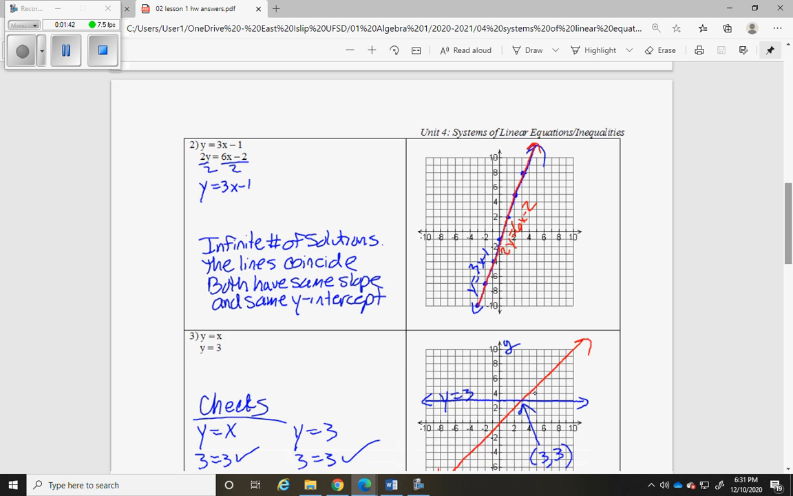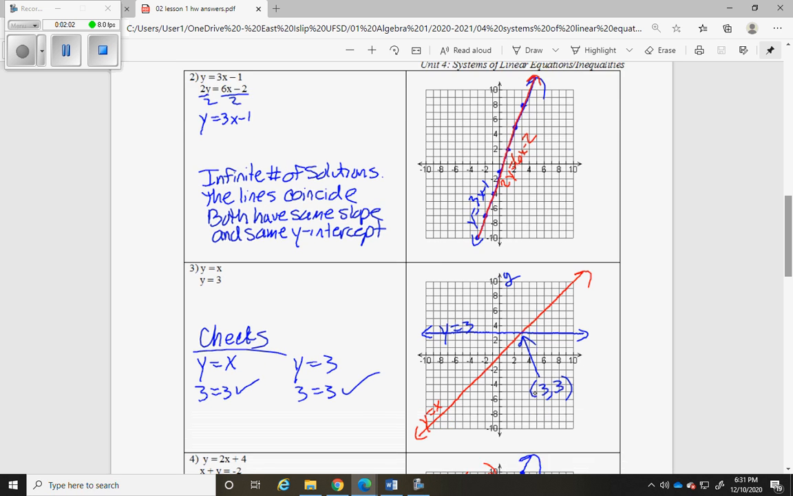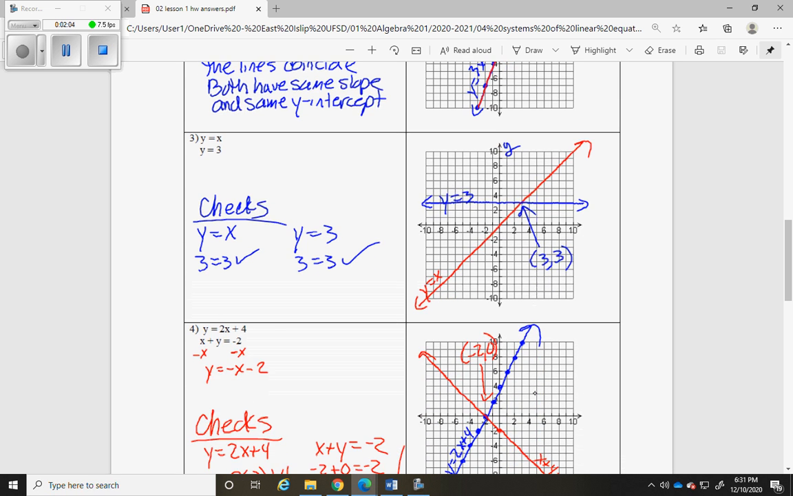Then on number 2, the lines shared all of the points, and that's why I said there's an infinite number of solutions. When the lines land on top of each other, we say that the lines coincide. They coincide when they have the same slope and the same y-intercept. Something like number 3, people make common mistakes about graphing.